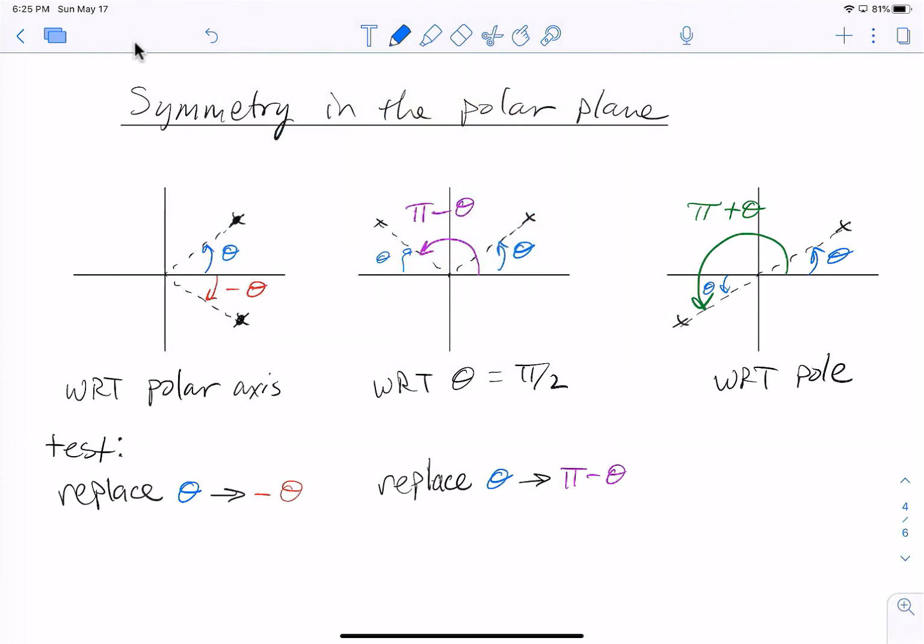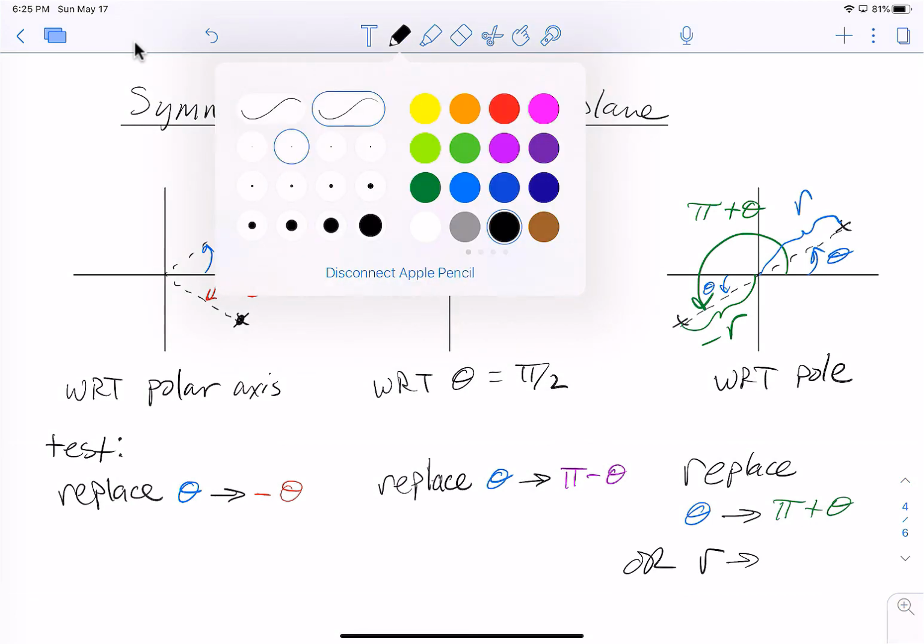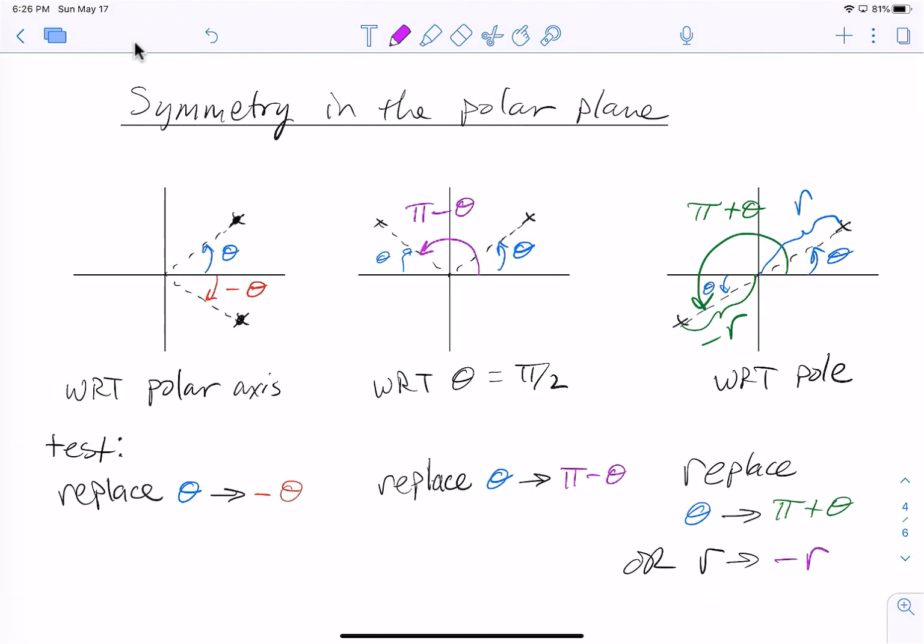Alternatively, the radius associated with the point in the first quadrant would be r, and then that radius associated in the third quadrant would be negative r. There are actually two tests for symmetry with respect to the pole. We would replace theta by pi plus theta, or we would replace r by negative r in the original equation, and simplify the equation. If you end up with what you started with, then you have symmetry with respect to the pole.